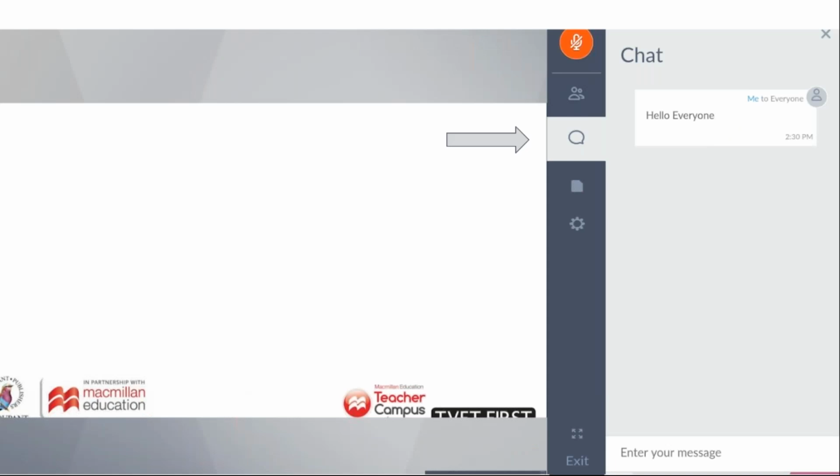At the bottom, you will see it says enter your message. Then you would type your message in that space. When you've typed the message, just press enter on your keyboard and your message will come through. So we really want you to engage with Ricky, like she said. We really want you to participate in this chat.